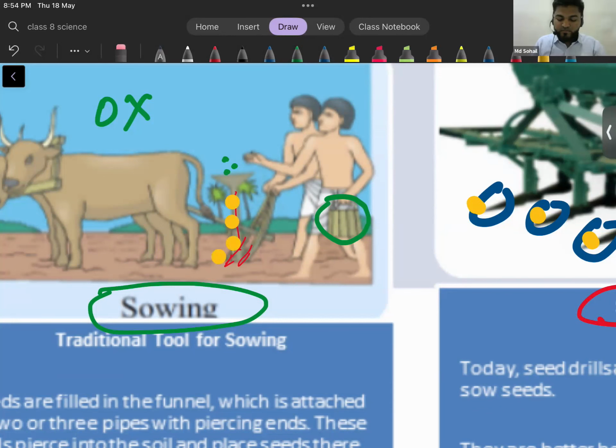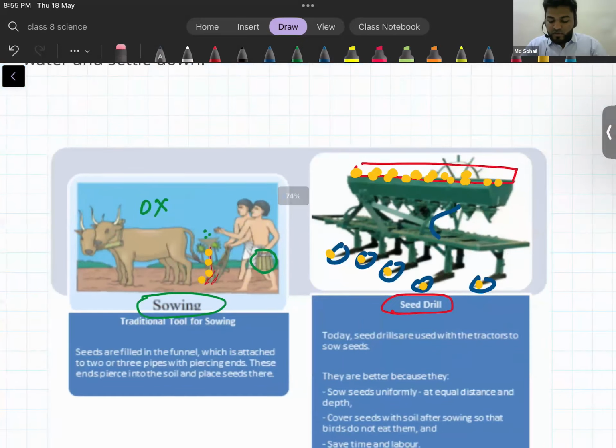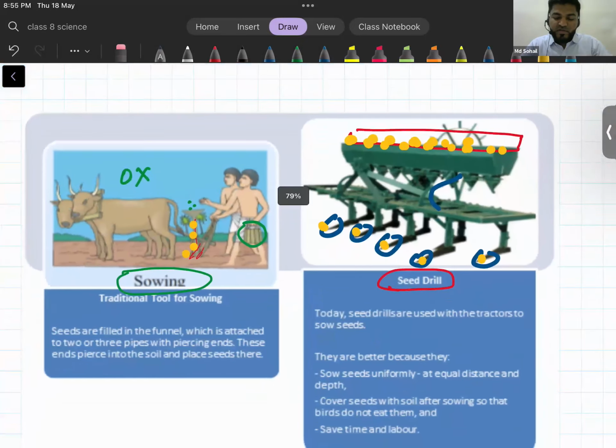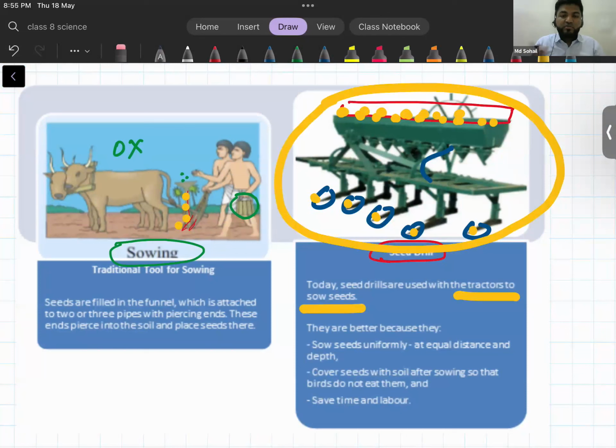So earlier, sowing was done manually. Now we have developed machines like seed drills. They are used along with the tractors. They basically attach this seed drill to the back of the tractor, so there's no manual labor required here.